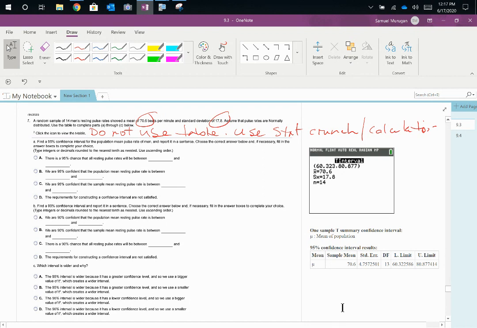All right, so here we go. In both cases, we can see that the lower limit is 60.323 and the upper limit is 80.877. We're writing the 95% confidence interval about the population, so B, not C, B. 95% confidence, the population. And they want this to the nearest tenth, so 1 decimal place only.